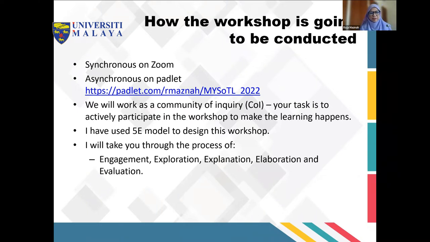We will work as a community of inquiry, meaning that you are going to work together as a team, as a group, because SoTL work is best done in a collaborative manner, in the sense that you have other people together with you or helping you, because when you work alone, it can be very lonely. I have also used the 5E model to design this workshop, which means that I will take you through the process of engagement, exploration, explanation, elaboration, and evaluation.